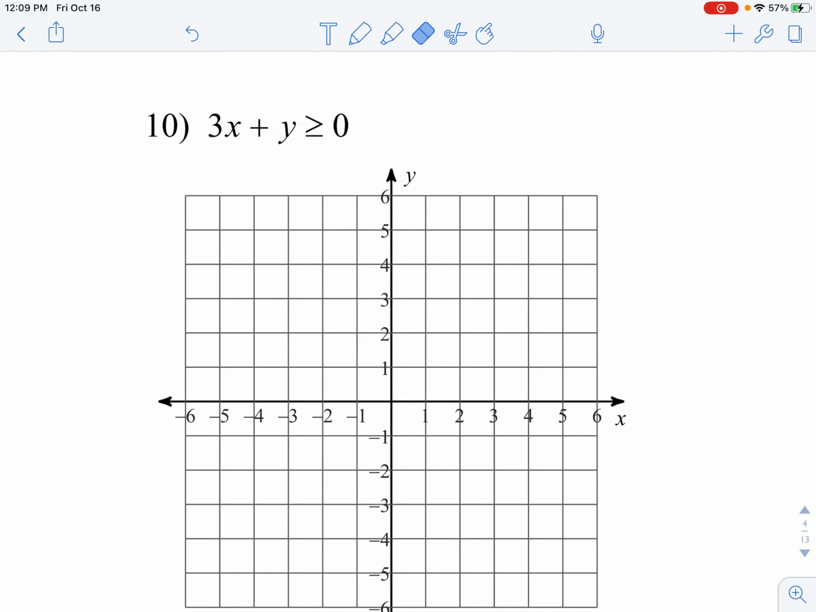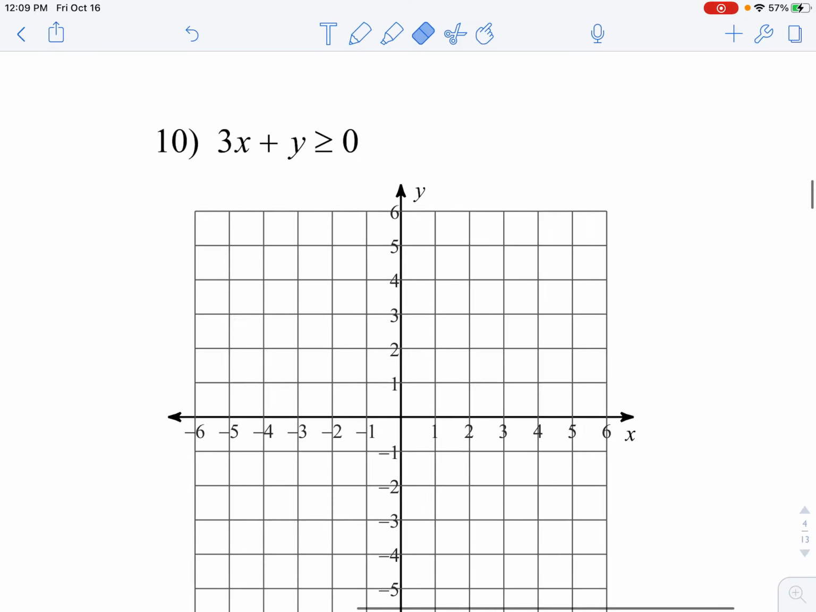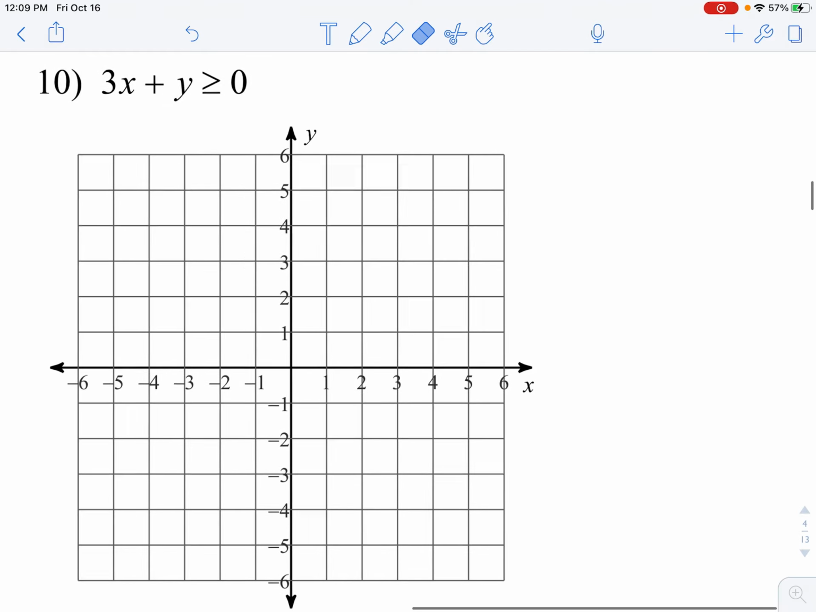So to do number 10, you have 2 options. You can either leave it in standard form and graph it and do a test point, or you could minus 3x over to the other side and put it in mx plus b form and do it that way. And it's kind of up to you. Just for variety, I'm going to go ahead and leave this in standard form.